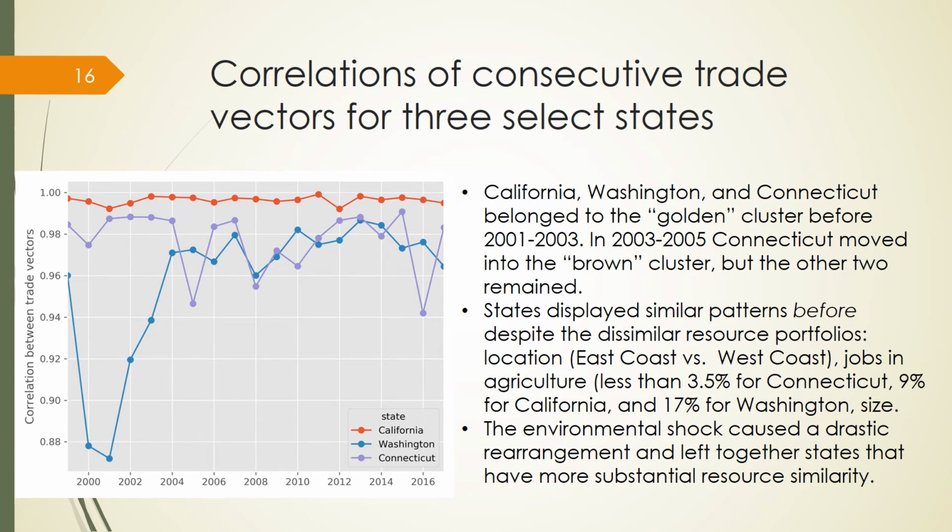As a last illustration of how the data can be used, we try to understand what is behind the changes in clustering after external shocks. For instance, California, Washington State, and Connecticut were part of the same cluster before 2001-2003, but after, Connecticut moved into a different cluster. Without claiming a rigorous analysis, we attributed this to the dissimilarity of resource portfolios. Different portfolios resulted in similar outcomes before, but the external shock caused a drastic rearrangement.